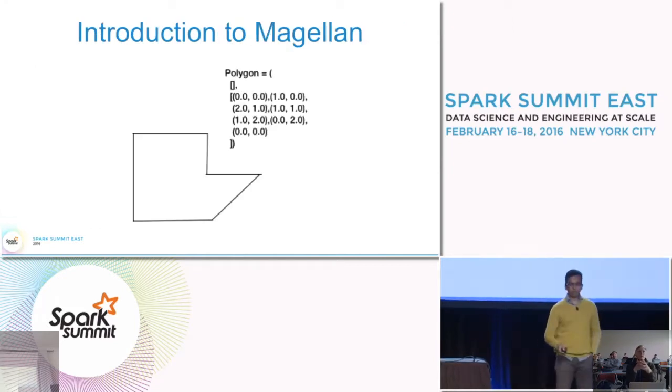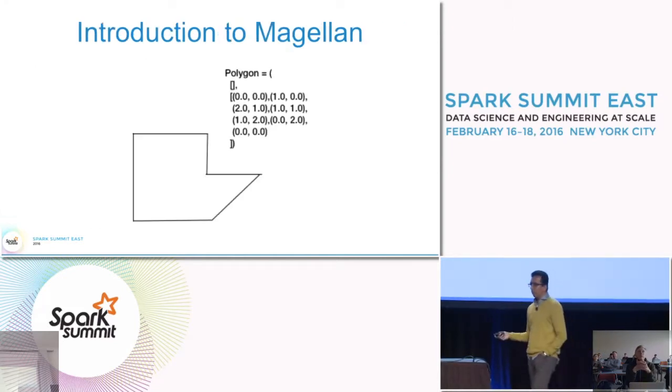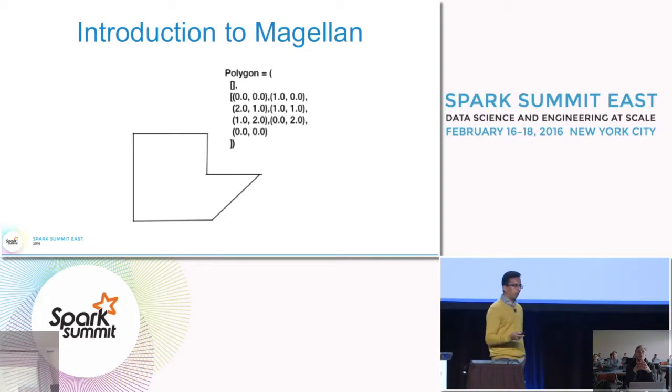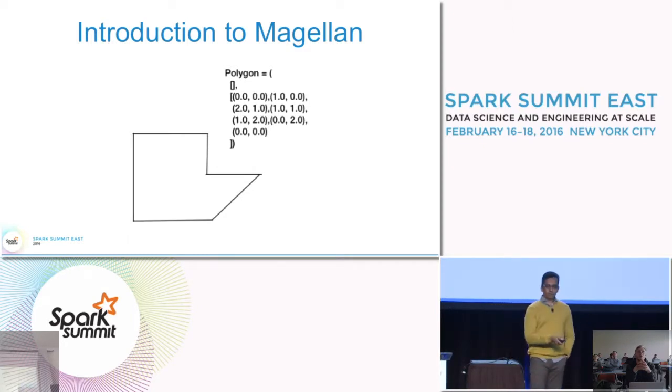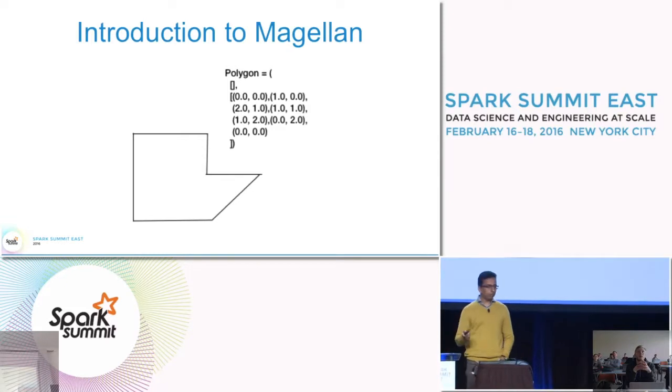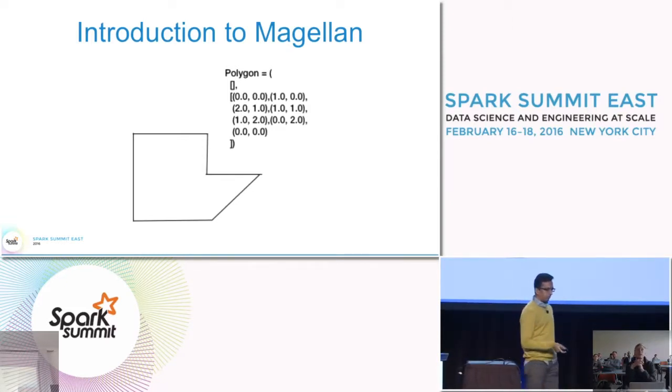So very quickly, I'll introduce Magellan. What we're going to be talking about for the rest of the talk is geometric data. Geometric data can essentially be thought of as points, lines, and polygons. Points are easy. When I talk about two-dimensional points, you can think of them as a tuple of two doubles. Polygons can have holes in them, or they cannot have holes in them.